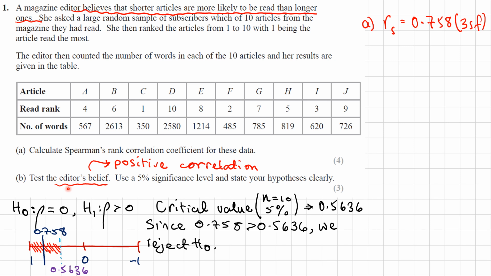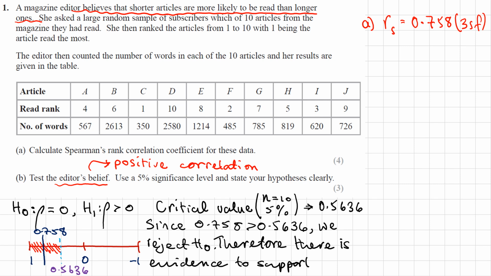Now, do we need to write a big long sentence? No, we've just tested the editor's belief. The belief was H1, so we're rejecting H0, which means that we're going to be accepting H1. So reject H0, therefore there is evidence to support the editor's belief.